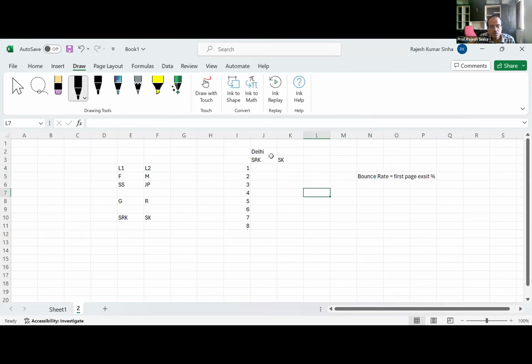See, it's also A/B testing, also called a split test. Whoever from Delhi is coming to your website is shown either the SRK or the SK landing page. That's happening, and there will be some system which can do it randomly. Randomness is not haphazard. Randomness means there is some probability distribution guiding the allocation. Here, equal probability should be there. It should be a uniform distribution, so everybody has an equal probability of getting SRK or SK.